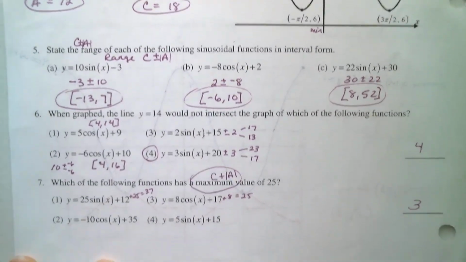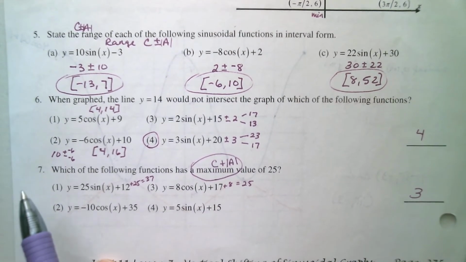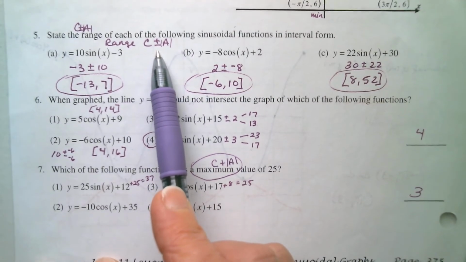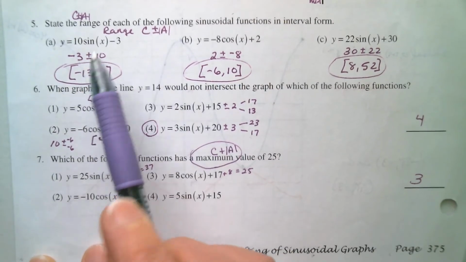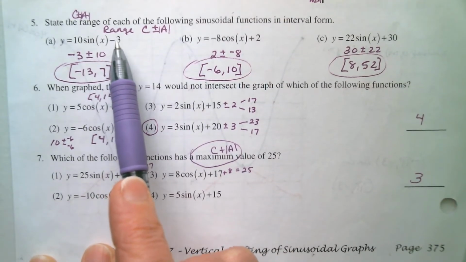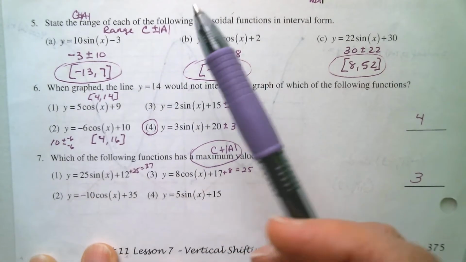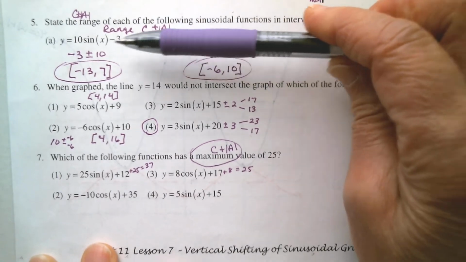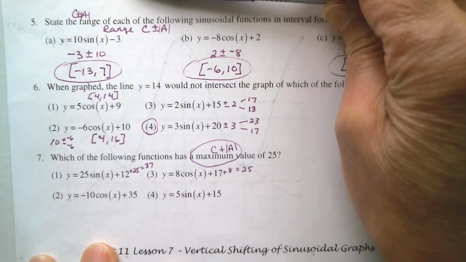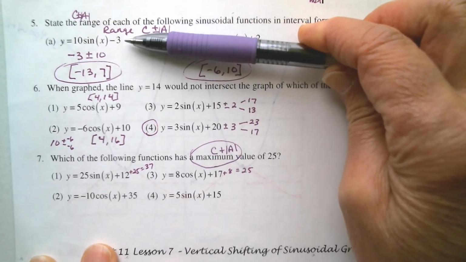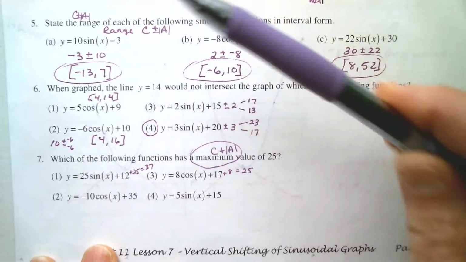Number 5, state the range of each of the following sinusoidal functions in interval form. Well, range, remember, is C plus or minus the absolute value of A. Again, you have to have those 3 things memorized. Our C value is negative 3, and A is 10, so negative 3 plus or minus 10. It can also be thought of as if we're here at negative 3 and we go up 10, we'll be at a positive 7. If we're at negative 3 and go down 10, we'll be at negative 13. So negative 13, comma 7.